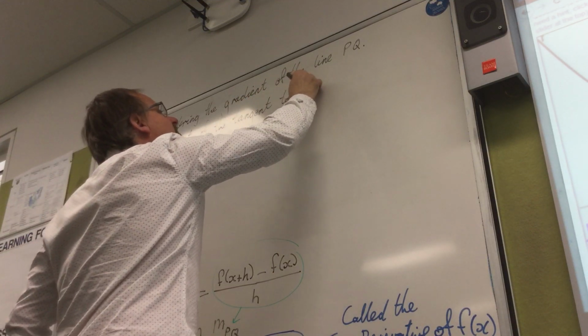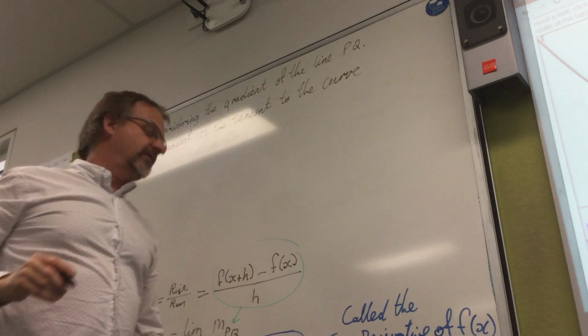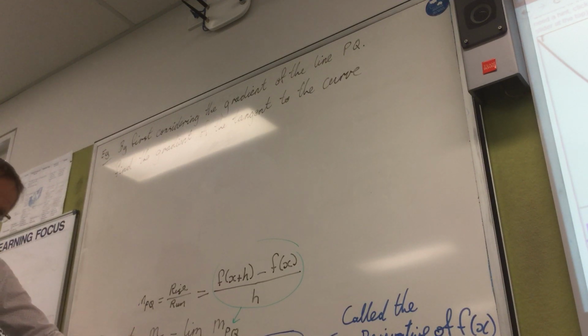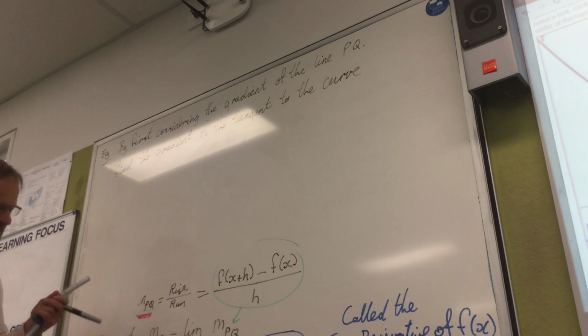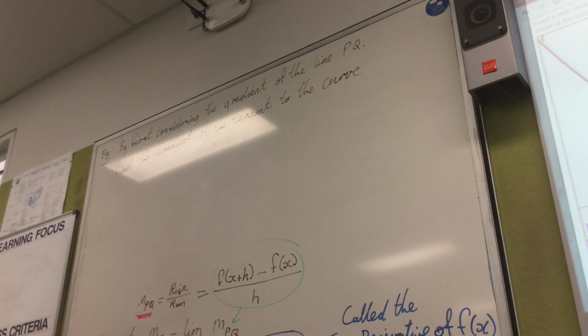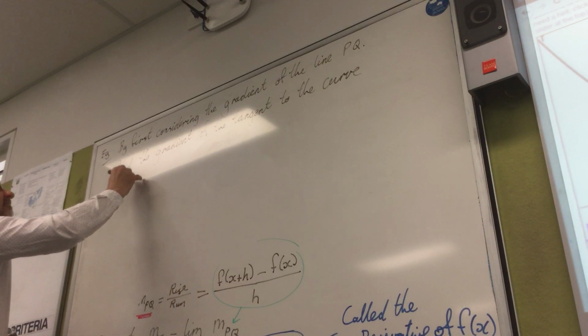So is that just saying by first finding the red line? Yep, so we're going to find the gradient of the red line, this one. And then use that. So this one here is the gradient of the red line, and the one underneath it is the gradient of that blue line.